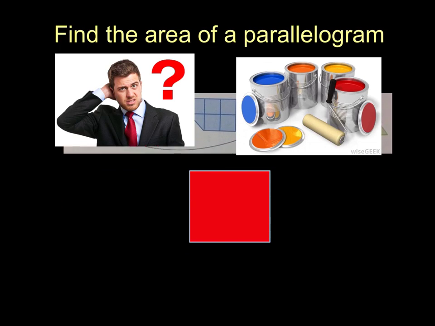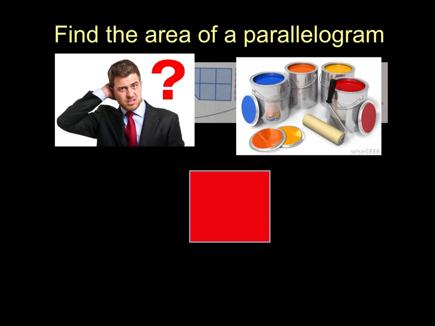Now let's take a look at how we find the area of a parallelogram. So here is an example of a parallelogram right here. Now this example shows us what happens if we cut this parallelogram and take this side and move it to the other side. If you do that and stick those together, you get a rectangle. And you probably remember from years past that the area of a rectangle is equal to the length times the width.